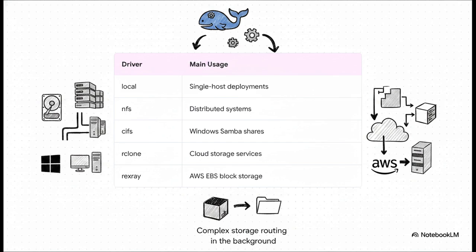By swapping out volume drivers, you can back your volumes with almost any storage system out there. You've got the default local driver for your regular hard drive, sure, but you also have NFS for network file systems, CIFS for Windows Samba shares, rclone for cloud stuff like Google Drive, and even RexRay for AWS EBS block storage. The container has no clue. It just writes to a folder, and Docker handles all the complex routing behind the scenes.